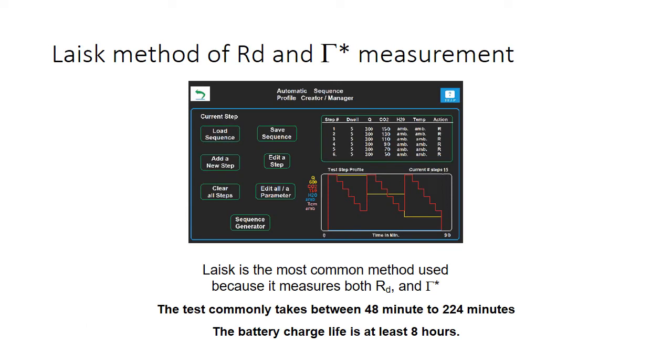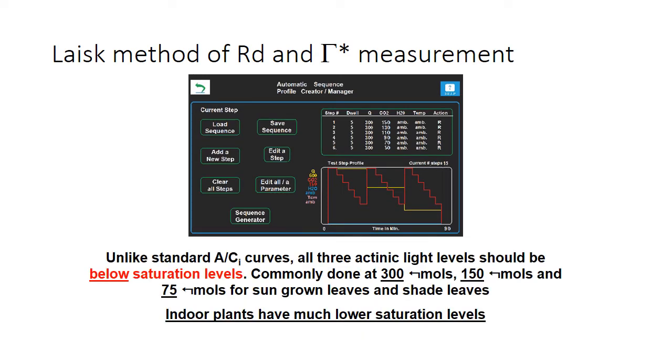This is an iFL screen for the setup of a LASIK protocol used for C3 plants. The LASIK method uses 3 ACI curves. However, unlike normal ACI curves, all 3 actinic levels should be below saturation levels. It's commonly done at 300 micromoles, 150 micromoles, and 75 micromoles for sun-grown leaves and shade leaves. Indoor plants will have lower values.